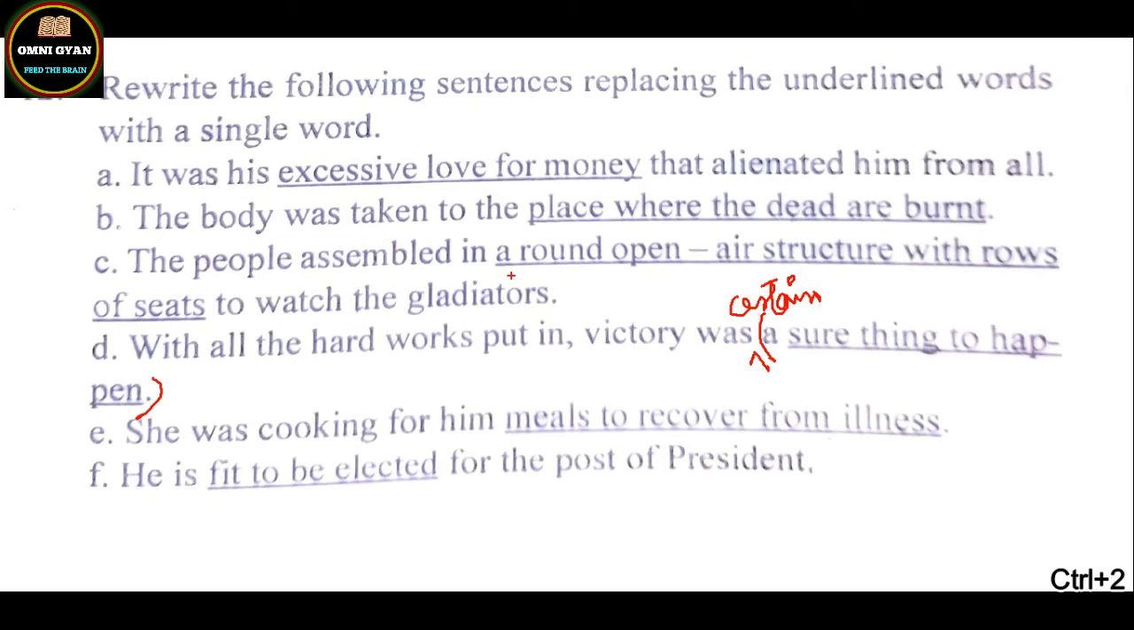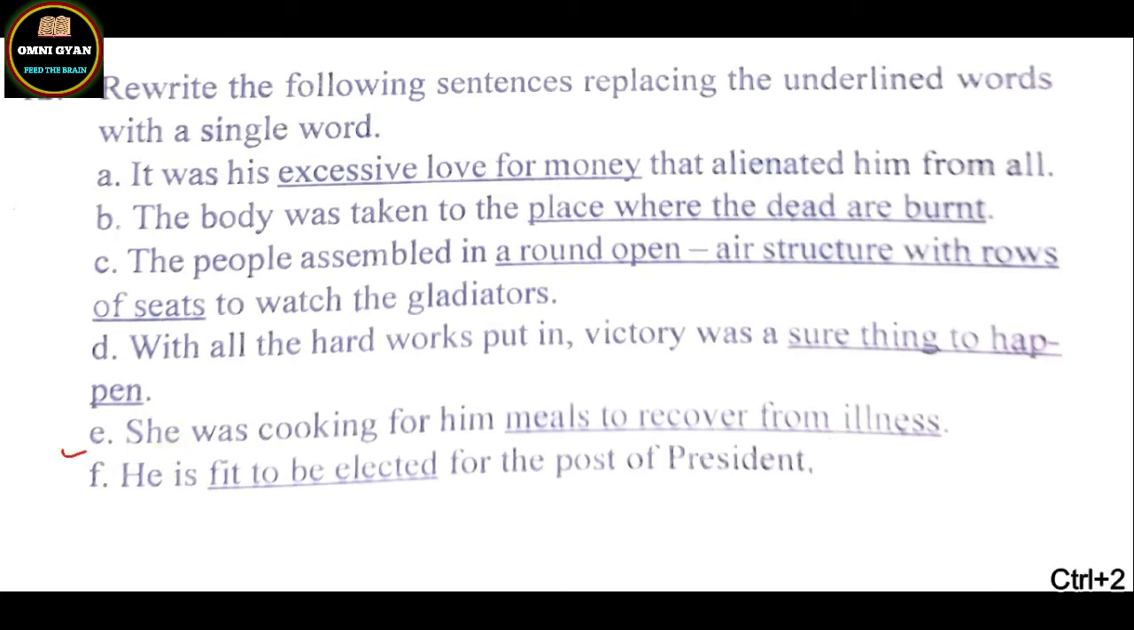The people assembled in an arena. An arena. A-R-E-N-A, because the word starts with a vowel, so an arena. So the people assembled in an arena to watch the gladiators. So in this way, okay. Let's move on very quickly.